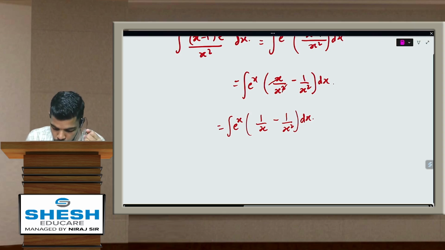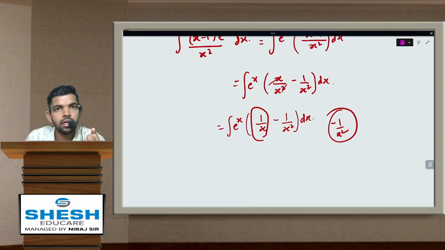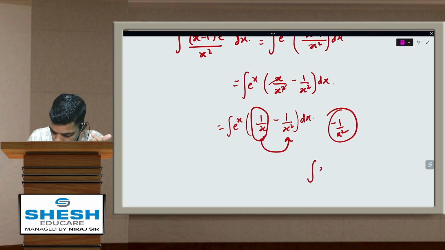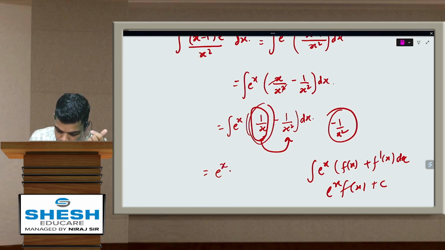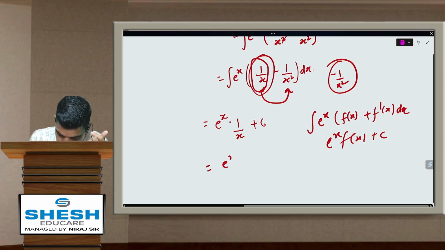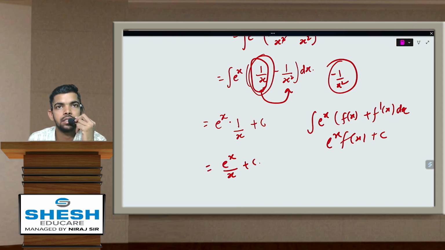Right. Now what is the derivative of 1 by x? What is the derivative of 1 by x? Minus 1 by x square, right? Minus 1 by x square. So this is the function and next to it is its derivative. So this is of the form e raised to x, f of x plus f dash of x, dx. What answer comes? e raised to x f of x plus c. So here what will you get? e to the power x into f of x, which is 1 by x, plus c, and this can be written as e to the power x upon x plus c. This is the integration of this.